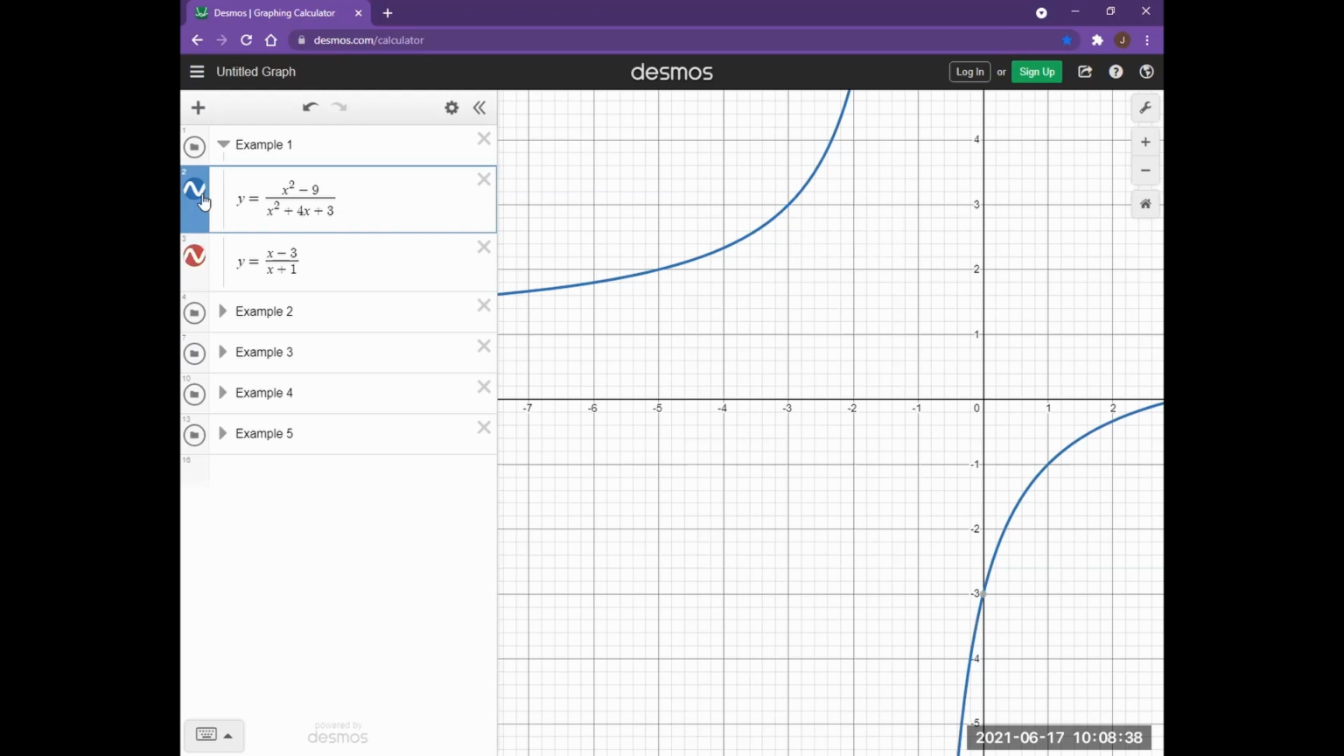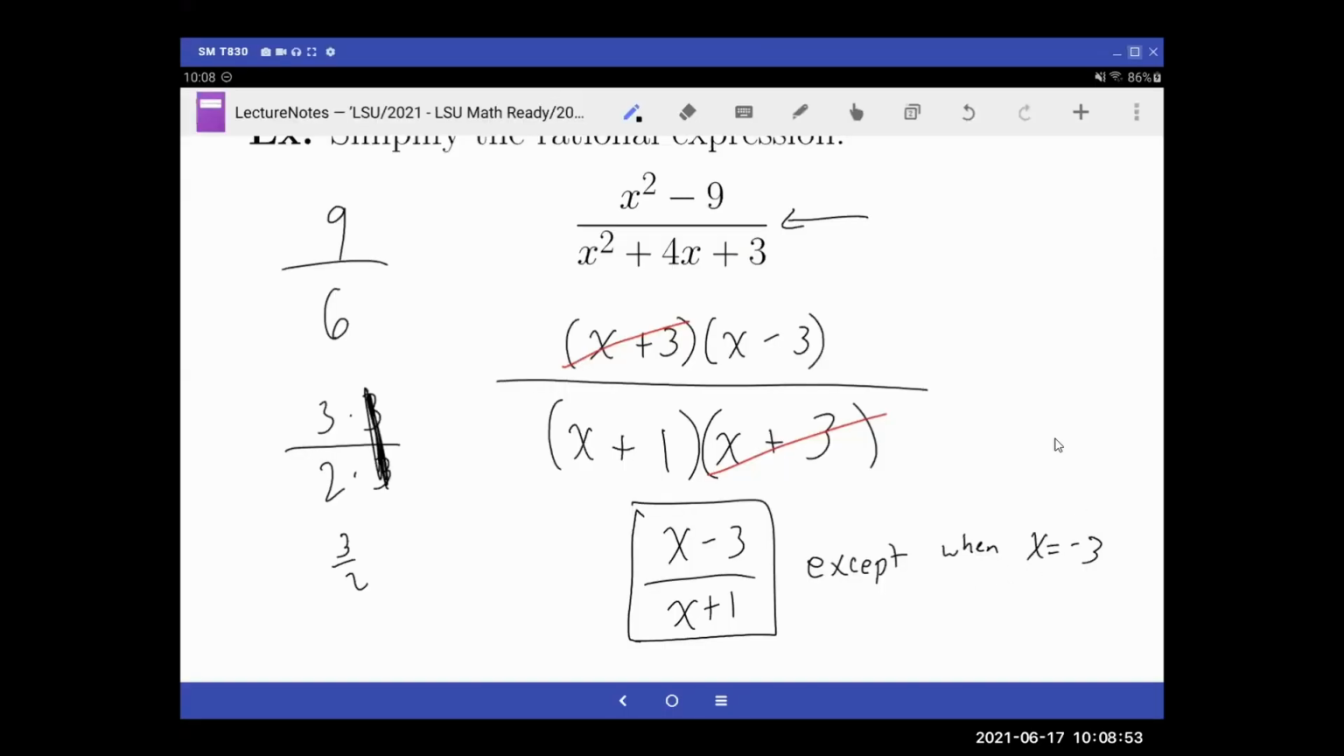However, if I look at the red one and I look at -3, it is defined there. There's a point there. It's part of the graph. So the graphs line up everywhere except for at that point. So that's what this statement at the bottom here, except when x equals -3, that's just a clarifying statement. Okay, anyway.